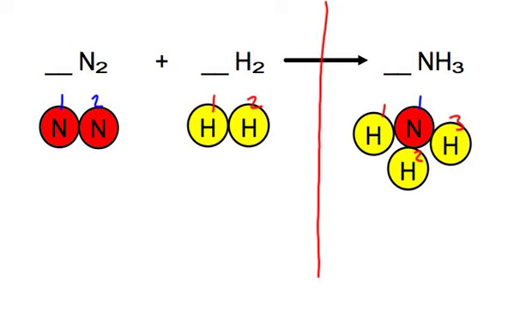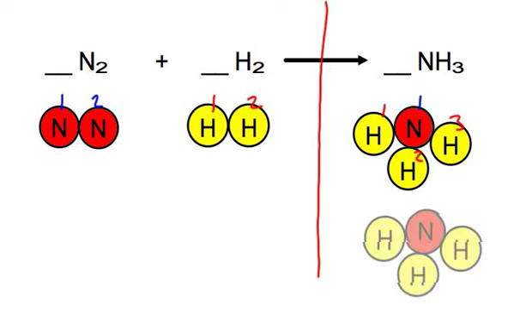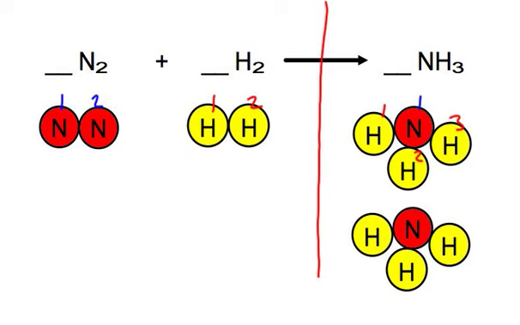So if there are 2 on the left, that means I'm going to need 2 on the right. And the only way to do that is I have to copy this exactly. I can't just draw an extra N. When the N comes along, the H's come for the ride. So another N, which solves my N problem, it actually makes my hydrogen problem even worse.